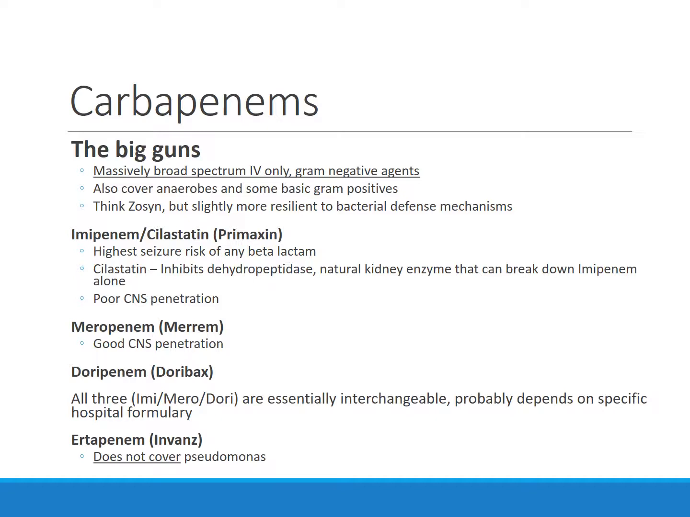Doripenem is more like meropenem as well. I feel like people don't talk about doripenem all that much. I'm not sure why. But essentially, they're interchangeable. And again, it's going to be a hospital formulary decision. Ertapenem is the other penem, and this one is virtually the same as all the other ones, except it does not cover Pseudomonas. So it's important to know that ertapenem is a really good broad-spectrum gram-negative agent. You just wouldn't use it for really resistant infections like pseudomonal infections.